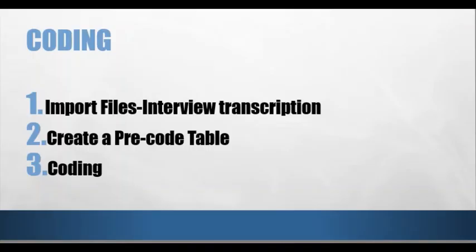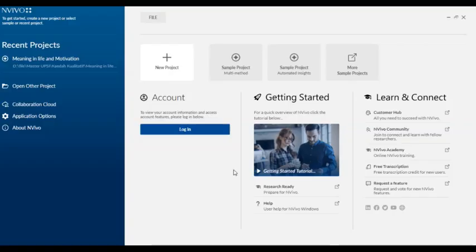After preparing the interview transcriptions and the list of pre-codes, we have come to the coding. In coding, there are 3 steps we need to do in NVivo. The first is to import files, which refers to the interview transcriptions, and create a pre-code table, and we start coding our text. So now I'm going to show you how to do the coding in NVivo.